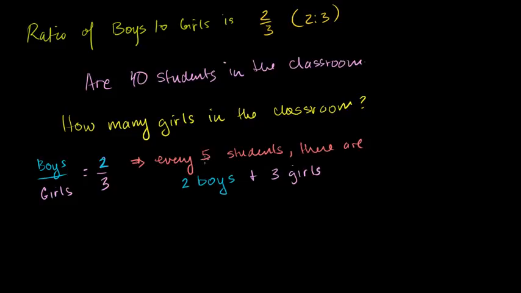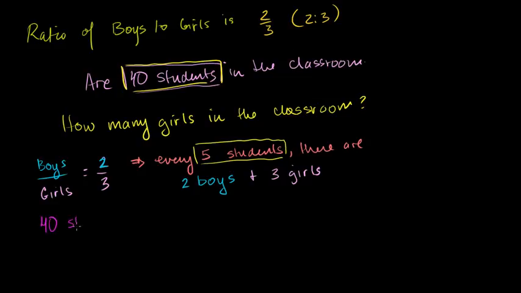Well, how many groups of 5 students do I have? I have 40 students in my class. And for every 5 students, there are 2 boys and 3 girls. So how many groups of 5 students do I have? So I have a total of 40 students. Let me do it in this purple color. I have 40 students.